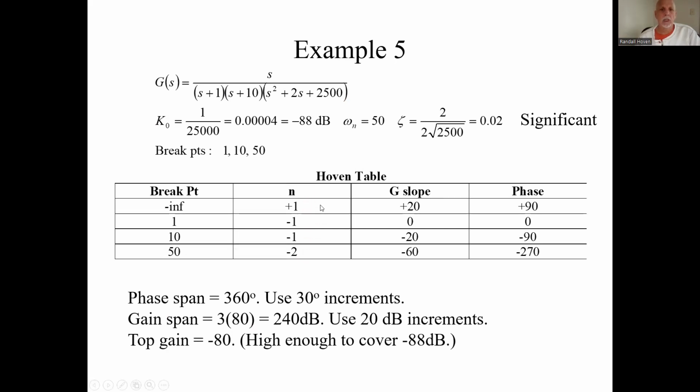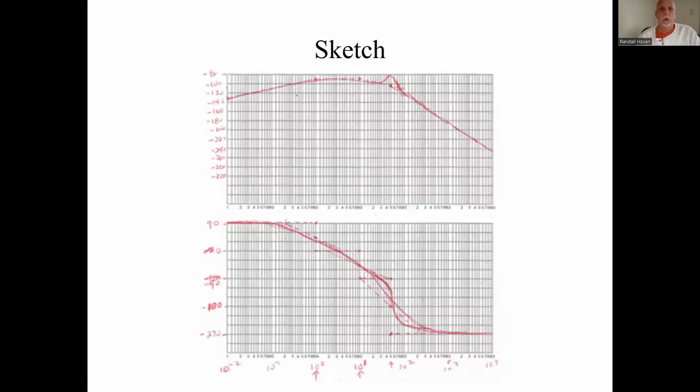So cumulatively, it will be 1, plus 1, 0, minus 1, minus 3, multiplied by 20 dB per decade for the slope, multiplied by 90 for the phase. There we go. So the phase plot has to range from plus 90 to minus 270. Let's see what all those look like. So here we have that.